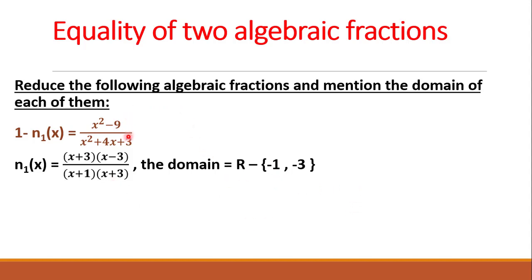So factorize up and down, then write the domain, and finally I'll simplify by canceling the common factor between the denominator and numerator. Here I have x plus 3 up and I have x plus 3 down. So the simplest form will be x minus 3 over x plus 1.